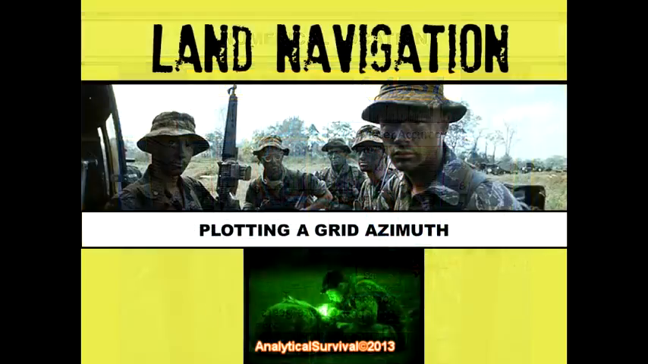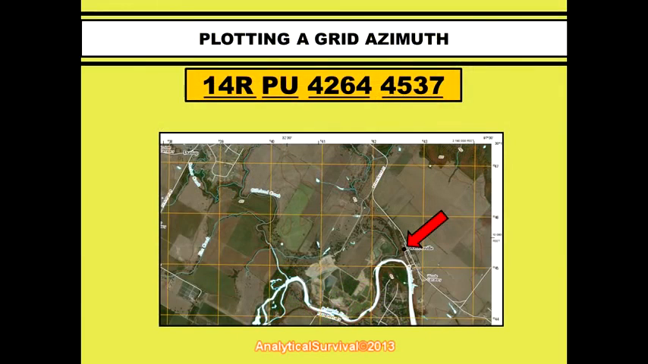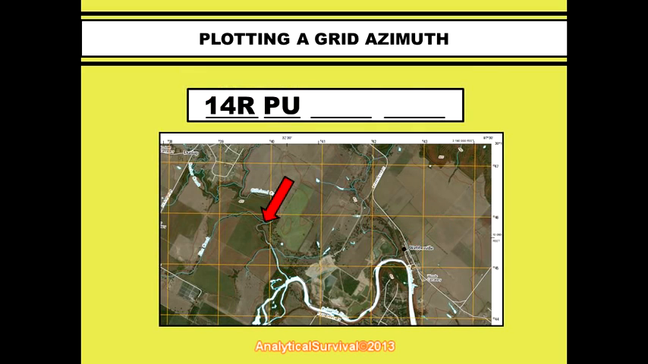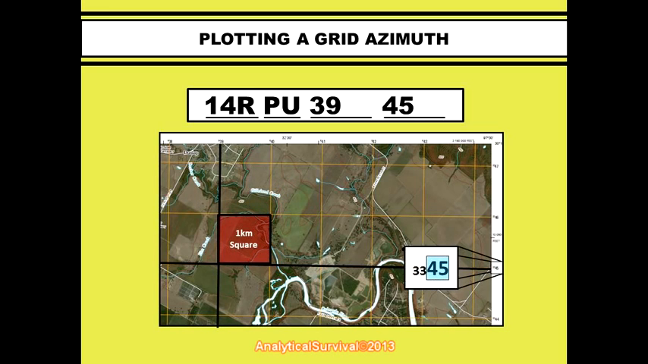Now, let's go ahead and quickly plot a grid azimuth. Let's start with our location here in Weberville, and our coordinate is already stated in the gold box above. Let's say that we're going over here to this fork in the river. We already know that we're in UTM grid zone 14 Romeo, and we also know that we're in the 100-kilometer square identifier Papa Uniform. From here, we merely construct the numerical coordinate. Our easting is 39 and our northing is 45, which renders us this 1-kilometer square grid.